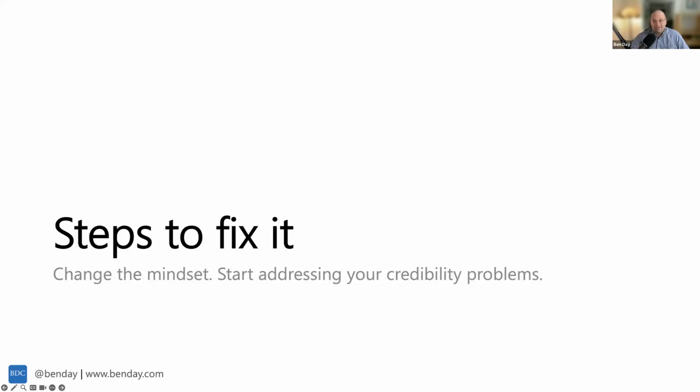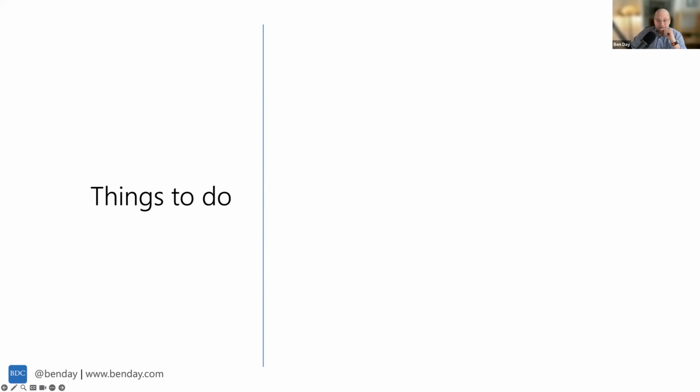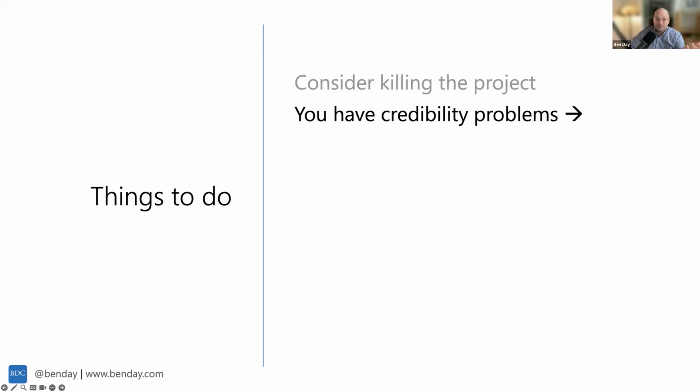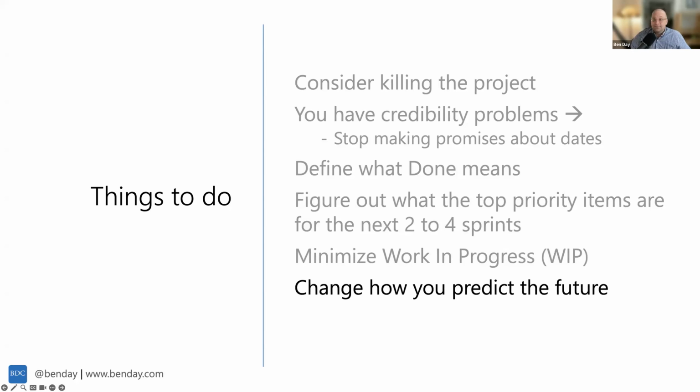All right, so let's think of some other stuff. Steps to fix it. Changing the mindset. Now, you're in a hole, stop digging, right? You've probably heard this before. Don't make the problem worse. So some things that I think we'd want to do, and this is my master list, and we'll drill into these individually: consider killing the project. Acknowledge you have credibility problems and stop making promises about dates. Define what done means. Figure out your priorities for the next 2 to 4 sprints. Really work to minimize work in progress. And then potentially change how you predict the future using flow metrics.